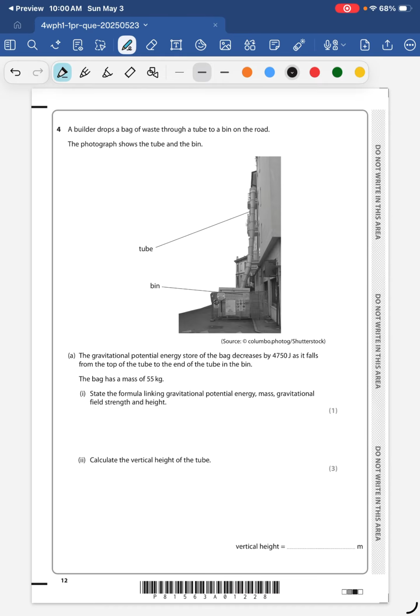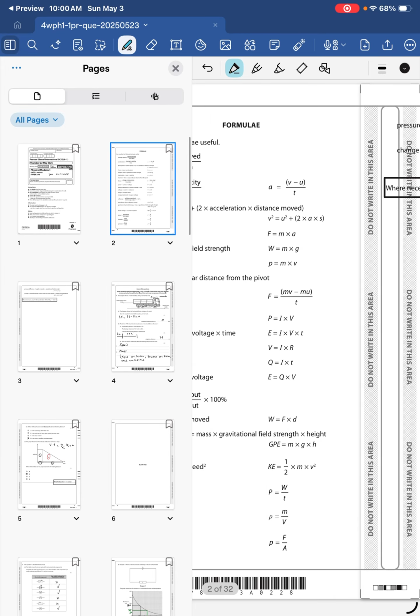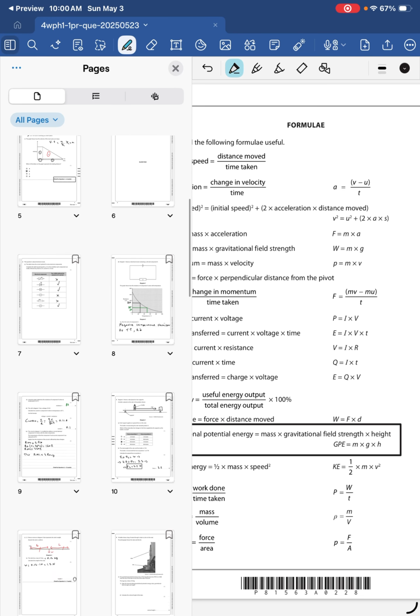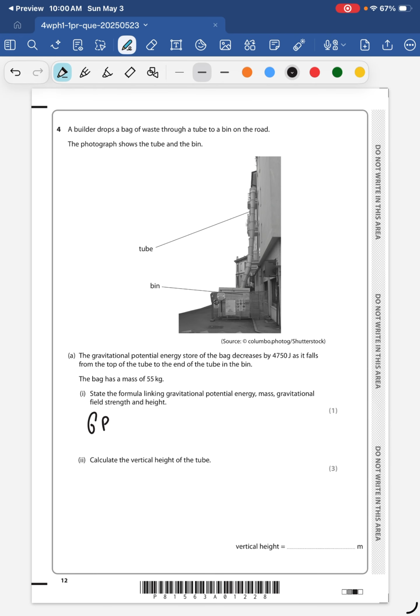Okay, so again, this is a formula you can find in the formulas that they give you actually, okay? So where is it? Here. So literally that's a free mark, guys, okay? So you can go back and write that the gravitational potential energy is mgh, okay? Calculate the vertical height of the tube.